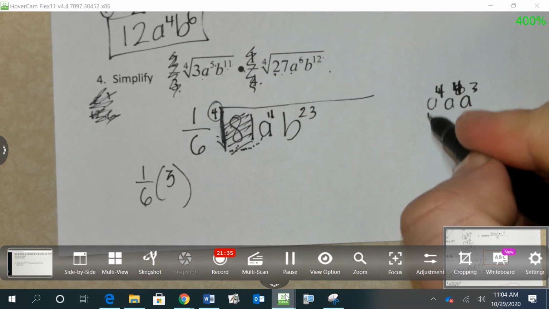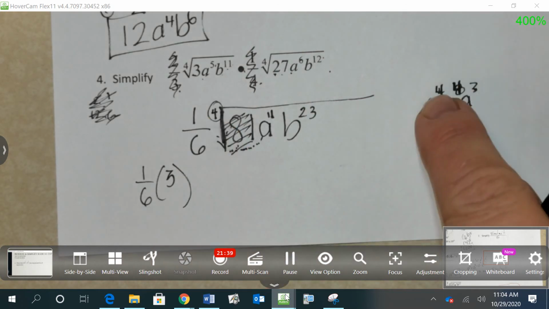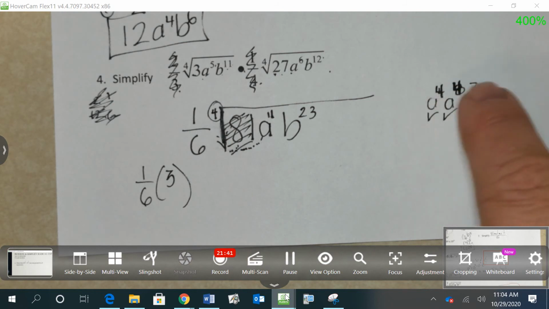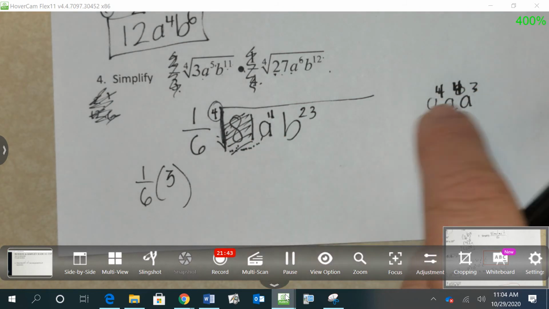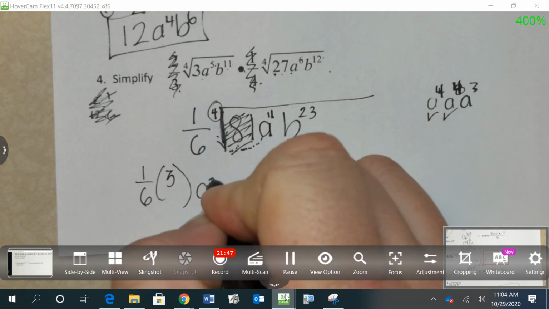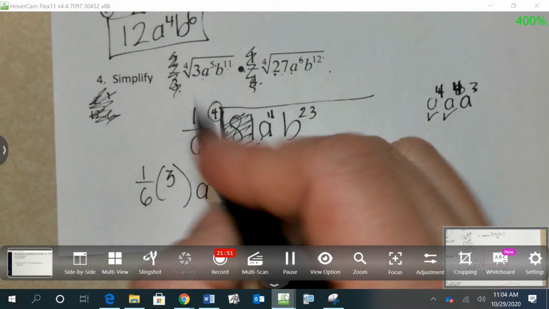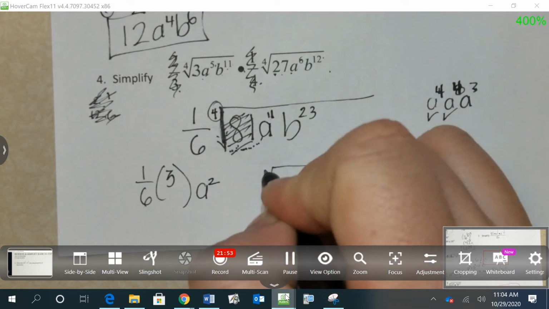So there's only 2 groups that make a full 4. So remember, 4, 8, 11. 4 plus 4 plus 3 is 11. So 2 groups get to come out. And he says, all right, I'll let out 2 groups, but there's 3 remaining. And those 3 need to stay inside.